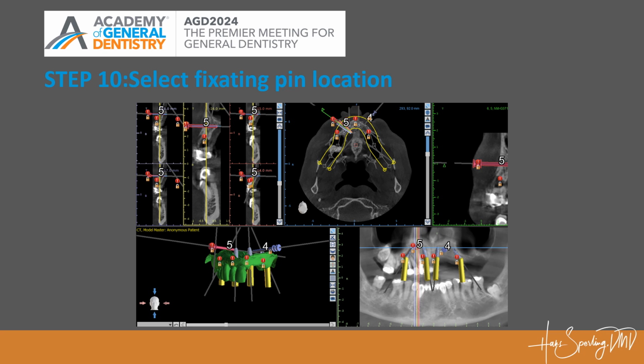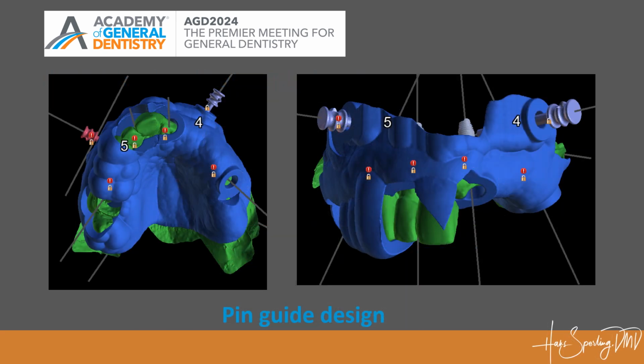After we have selected our implant positions, we're going to select our pin guides, the fixating pins. We're going to fixate our guides to the bone with pins. So we have to select the location of those pins so that it doesn't interfere with our implants. And then we can create our pin guides.